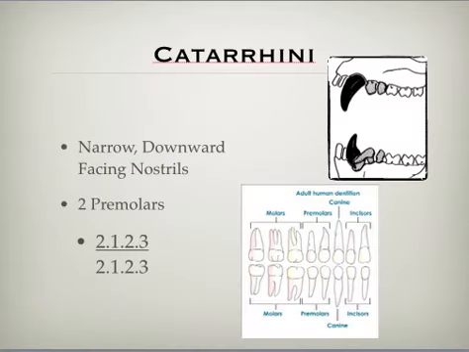All right, catarrhines. In catarrhines, we see narrow downward-facing nostrils. You are classified as a catarrhine. So picking your nose, you have to come at it from underneath. Also, the dentition is a little bit different. We have 2 incisors, 1 canine, and unlike platyrrhines with 3 premolars, we have 2 premolars and 3 molars. So we have this 2-1-2-3 dentition.